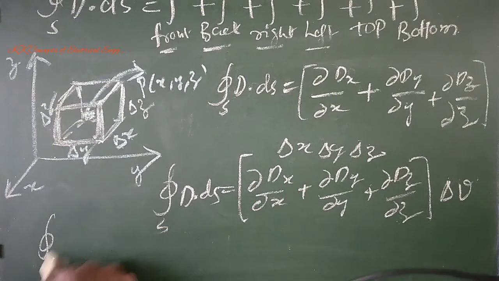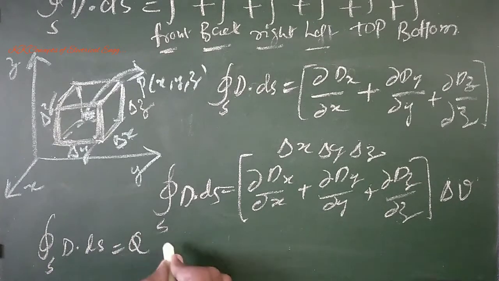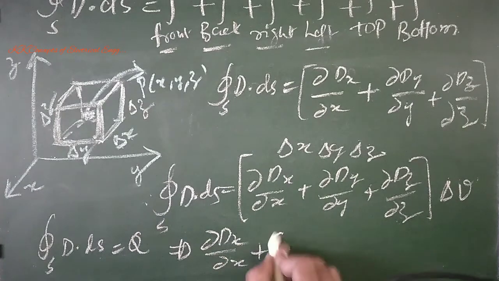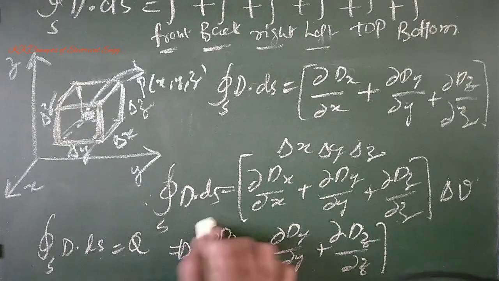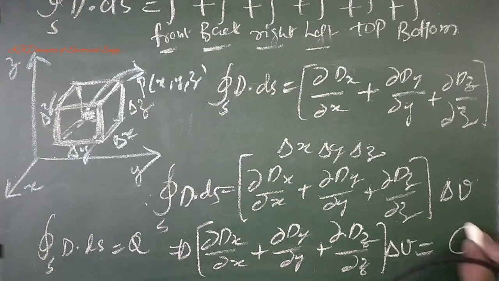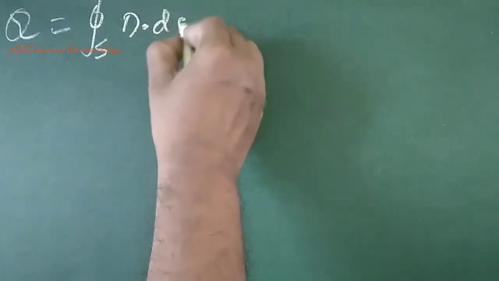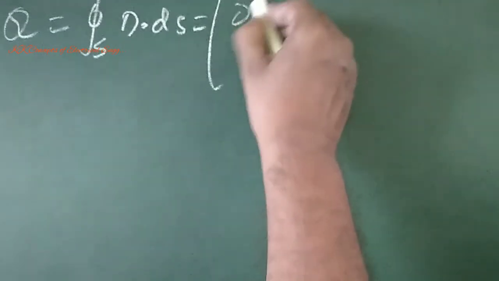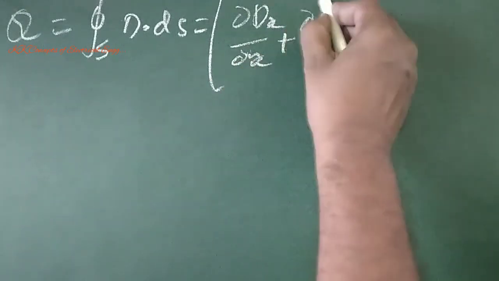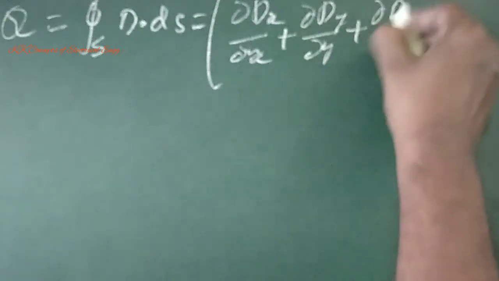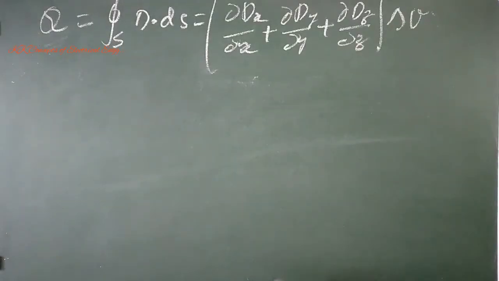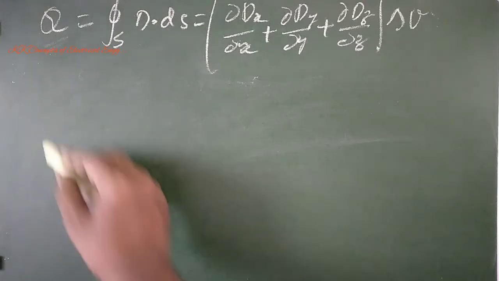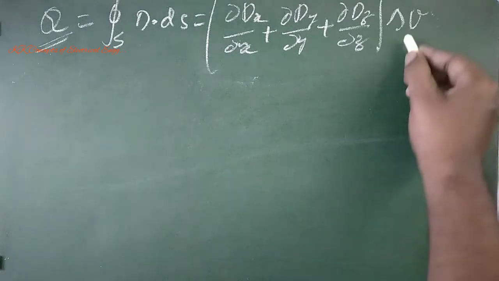From Gauss's law, closed surface integral D dot dS equals Q. So dou Dx by dou x plus dou Dy by dou y plus dou Dz by dou z times delta v equals charge Q. Q equals closed surface integral of D dot dS equals dou Dx by dou x plus dou Dy by dou y plus dou Dz by dou z times volume. The value of Q obtained by using this formula is approximate. So when you want a more accurate value of Q, the volume should be less.